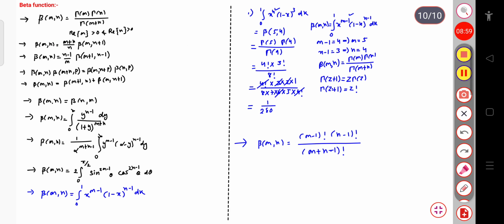So this is all about the beta function. You may solve this type of question especially, and just try to remember all these formulas. If you have not watched the gamma function video also, just try to watch that video.